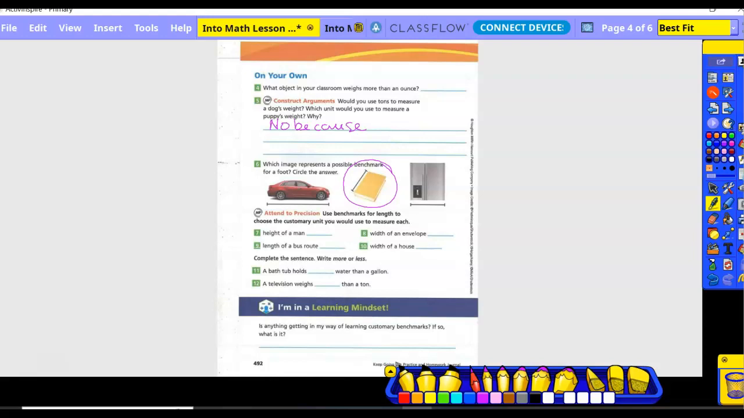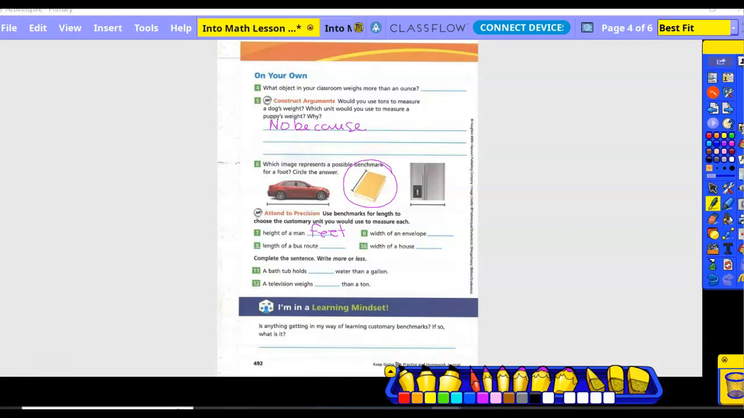Okay, attention to precision. Use benchmark for length to choose the customary unit you would use to measure each. The height of a man, what would you probably measure that in? 6'4". So a lot of times when we hear what the height of a man is, we usually hear it in what? Feet, right? That might be like 6'4". So what does that mean? 6 feet 4 inches, right? Okay. So yes, you would have to use the inches, but you would look at the feet first.